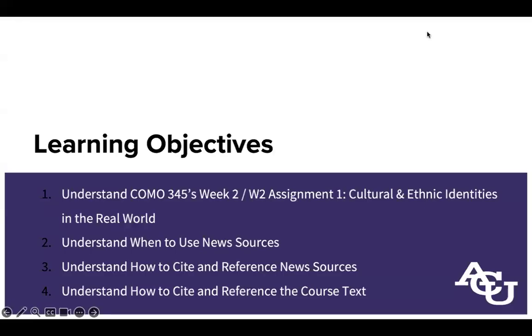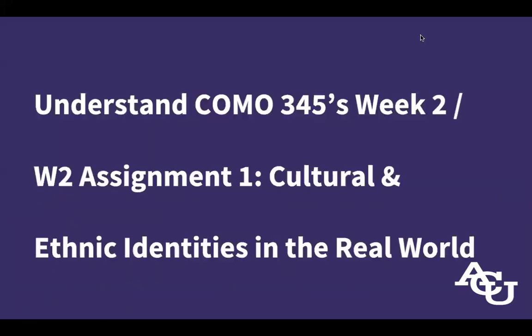To that end, we're going to break down what was originally one objective into three, so that we understand separately when we want to use news sources in a scholarly paper written in APA style, how do we cite and reference those sources, and, because it's also a requirement for this assignment, how to reference something like the course text. So let's dive in and take a look at this assignment.